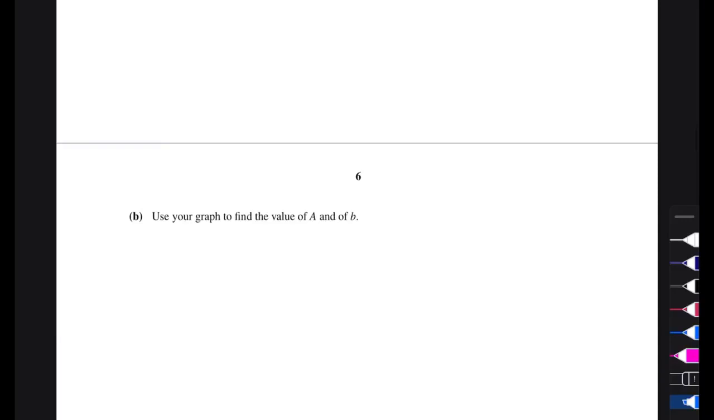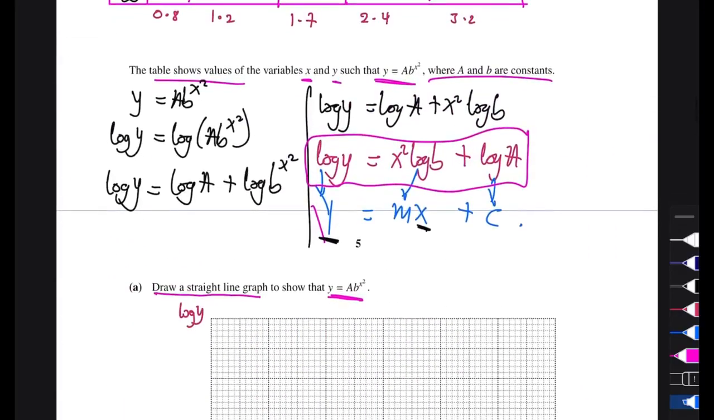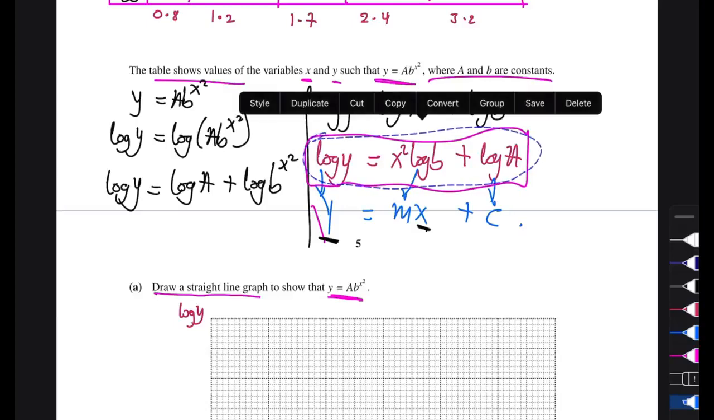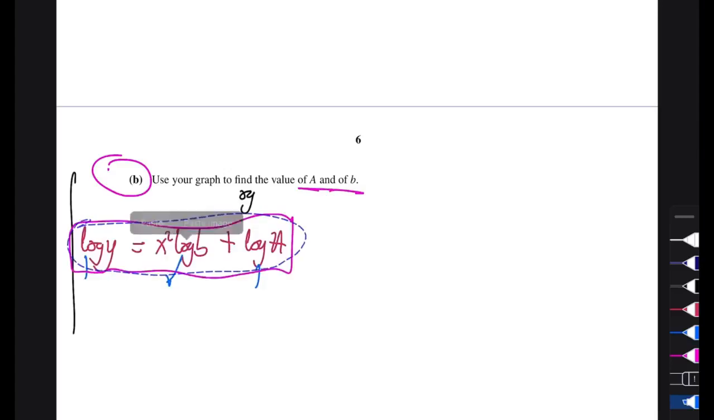Anyways, part B says to use your graph to find the values of A and B. How do you really do that? Well, I'm not going to do this thing again. I think I can just copy it. Let's copy something from here, and then paste it right here. So let me clean some of the things that came with it.